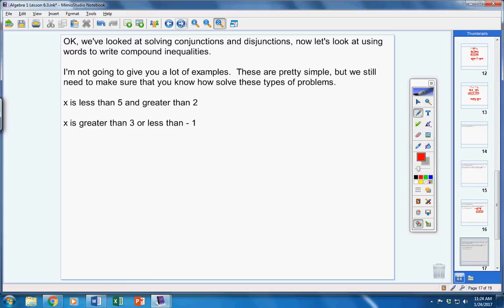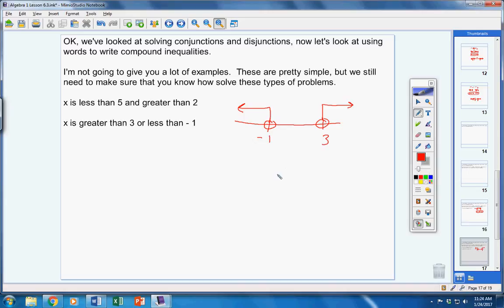Let's try another one. X is greater than 3 or less than negative 1. Now I see an "or", so I'm pretty sure it's going to be a disjunction. But let's graph it and make sure, okay? My critical values are negative 1 and positive 3, okay? X is greater than 3, so I know there's no equal sign there, so I leave it open. Or less than negative 1, leave that an open point. So yes, look at the graph.